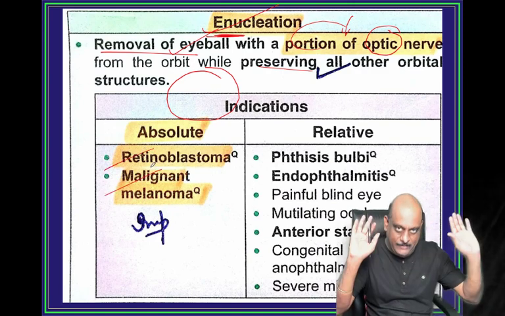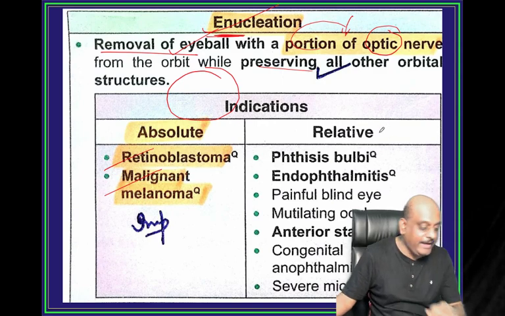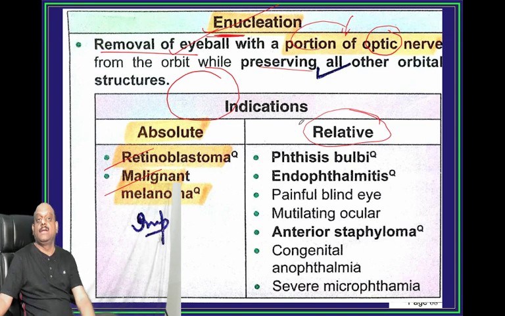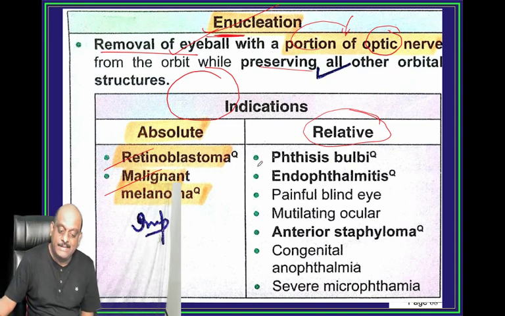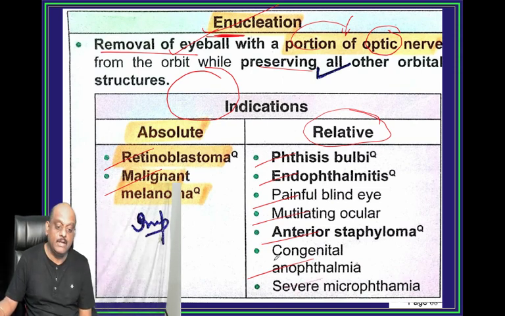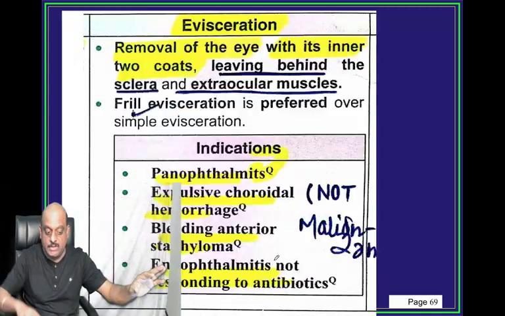Retinoblastoma, malignant melanoma. Right? Then what are the relative indications? Relative indications for enucleation: bulby, endophthalmitis, painful blind eye, mutilating ocular lesion, anterior staphyloma, congenital anophthalmia, severe microphthalmia. Relative. But retinoblastoma, malignant melanoma, absolute.